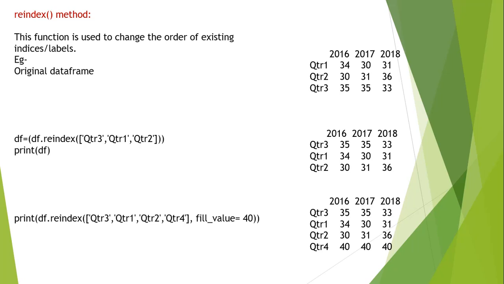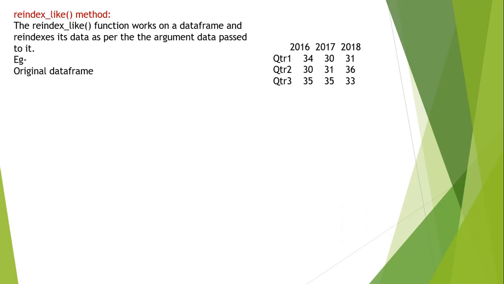So let's move further. The third one, reindex underscore like method. Now, as the name suggests, reindex underscore like means it has to be made similar to some other data frame. Suppose in a class, one row has been indexed accordingly like A, B, C, D, E, F, G, and if there is a second row and we have to reindex it according to the first row, then it will also follow the indexing as A, B, C, D, E, and F.